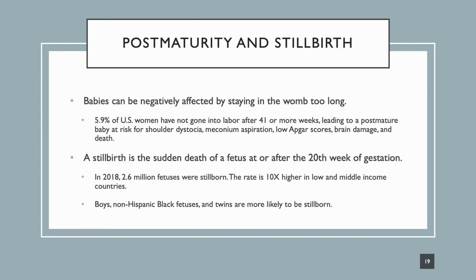A stillbirth is the sudden death of a fetus at or after the 20th week of gestation. Before that, remember, it is called a miscarriage. In 2018, 2.6 million fetuses were stillborn. The rate is 10 times higher in low and middle income countries. And it's not equal. Boys, non-Hispanic black fetuses, and twins are more likely to be stillborn. We must address some of the disparities we see in our healthcare system.